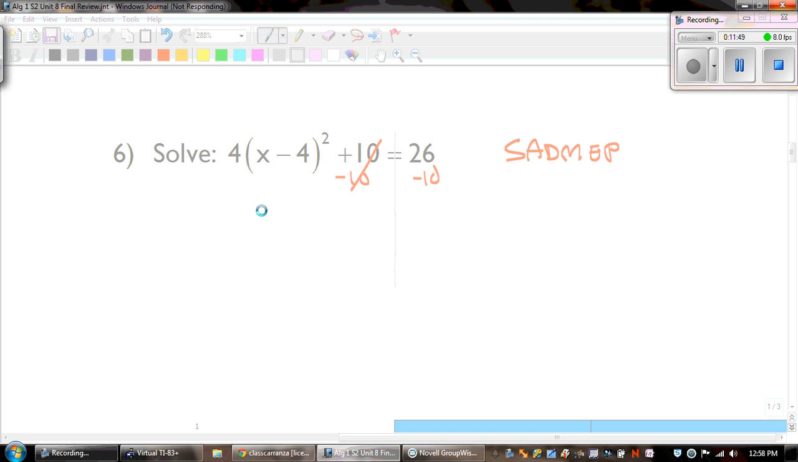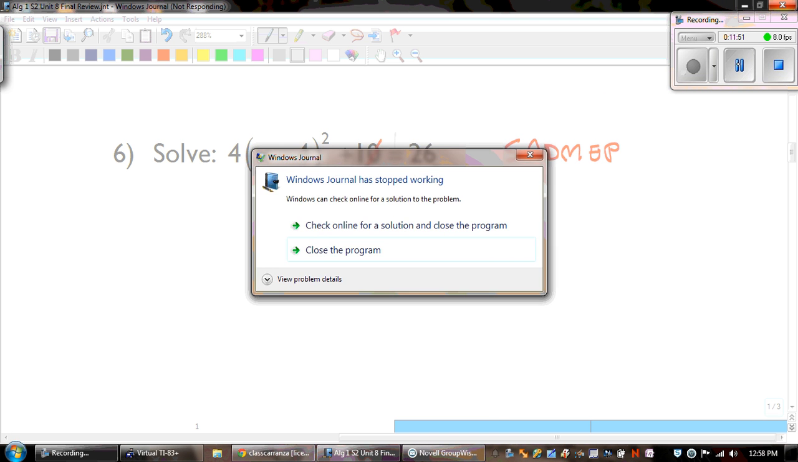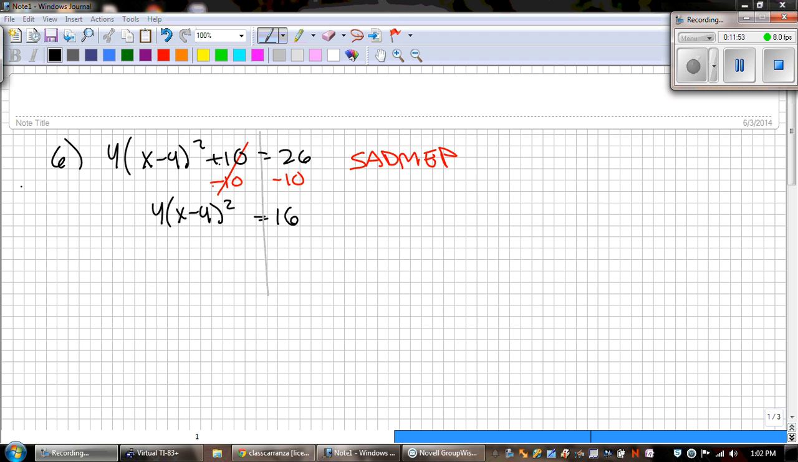Okay, guys, sorry. Due to technical difficulties, we're going to be doing this on a separate sheet of paper now. You guys can still do it on your notes. Anyways, we subtract the 10 from each side, and then we get 16.